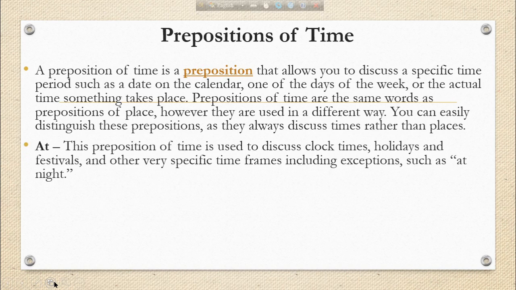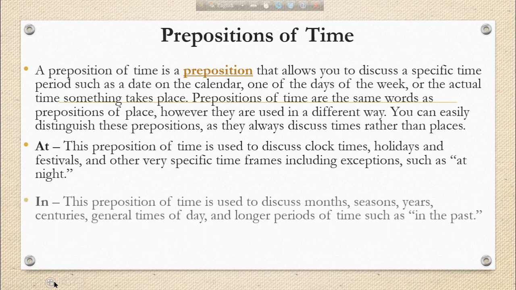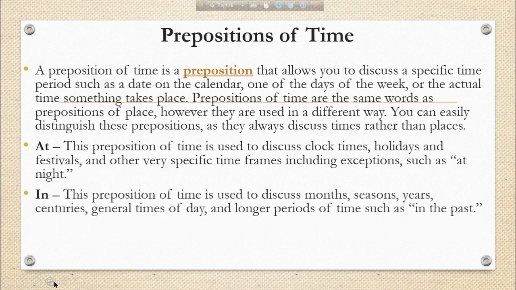At is a preposition of time. This preposition of time is used to discuss clock times, holidays and festivals, and other very specific time frames, including exceptions such as at night. In is another preposition of time. This preposition of time is used to discuss months, seasons, years, centuries, general times of day, and longer periods of time such as in the past.